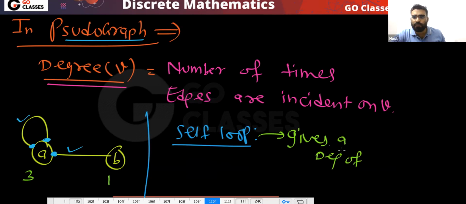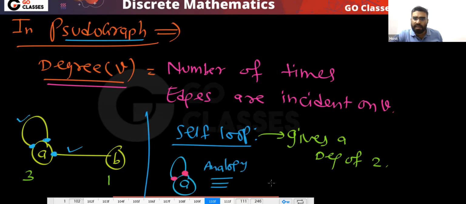Yes or no? The self loop will give you a degree of 2, because if you have a self loop, for example, this type of self loop, then this self loop is incident on this A 2 times. So this self loop will give you a degree of 2. Actually, you can think like this, this is just an analogy. You can think of this self loop like this, and for this vertex A, this self loop is giving you a degree of 2. Is it clear to everyone?